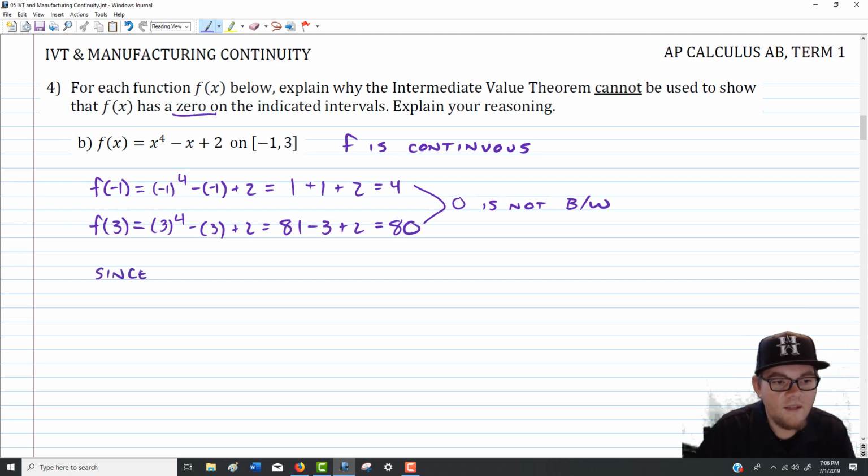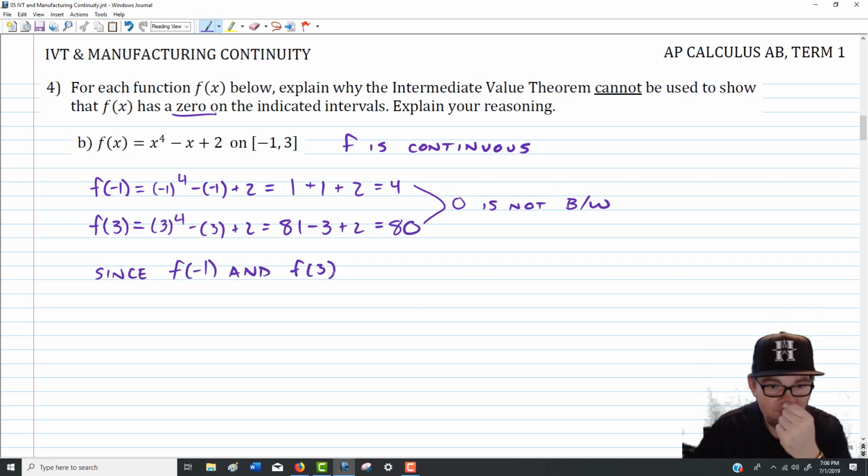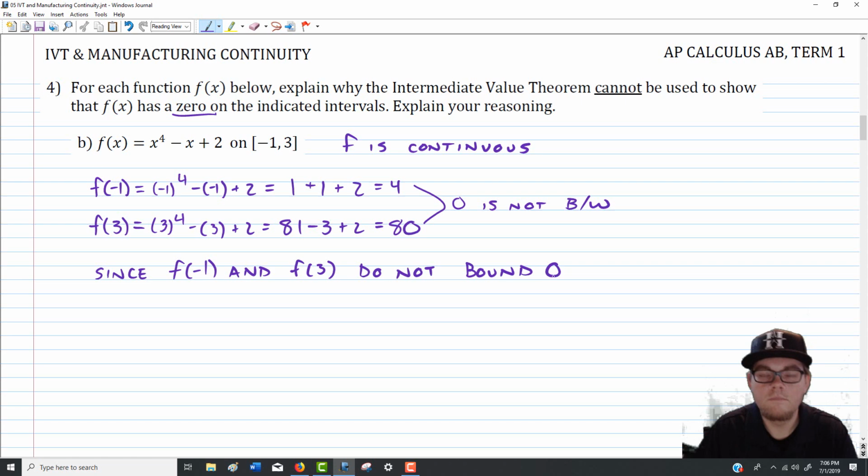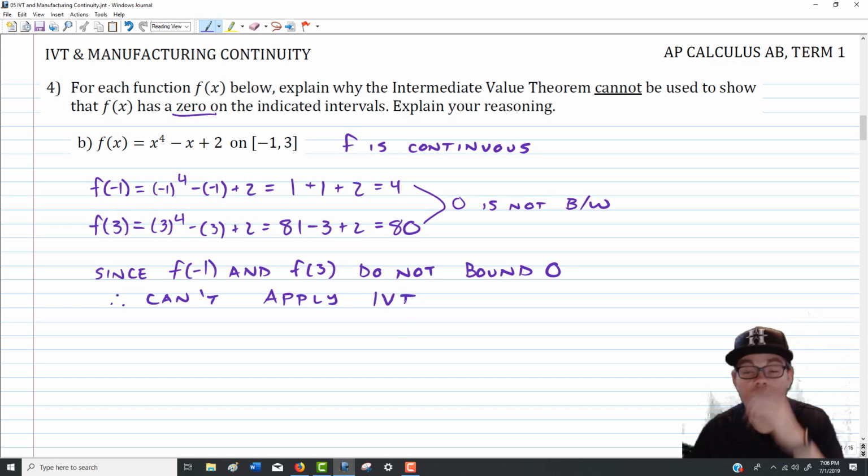So in this case, we want to say these things. Since f of -1 and f of 3 do not bound 0, so there's no sign change. Some people like to say it that way too. That's fine too. Since f of -1 and f of 3 do not bound 0, we cannot use, therefore can't apply the IVT. So basically it just means the intermediate value theorem is not a tool that we're eligible to use in this case. It's just not helpful. It just is. So there we go. There's 4b.